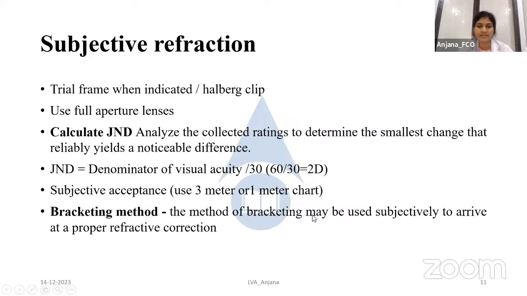The method of bracketing may be used subjectively to arrive at the proper refraction correction. If we can't do retinoscopy, or we can do retinoscopy but can't find out other findings, then we will use the bracketing method and slowly decrease the power.